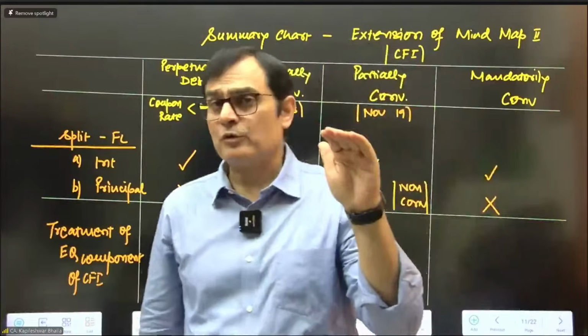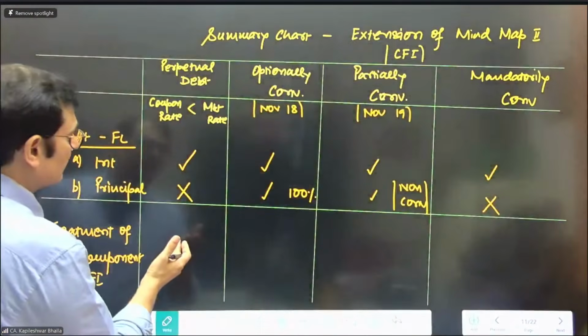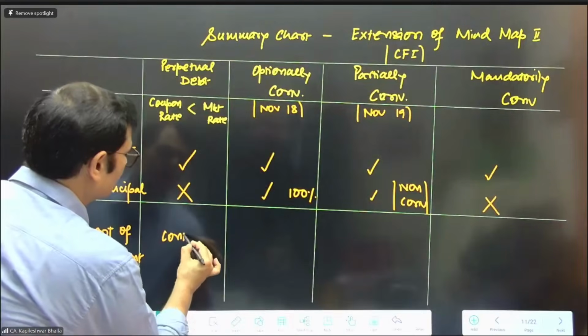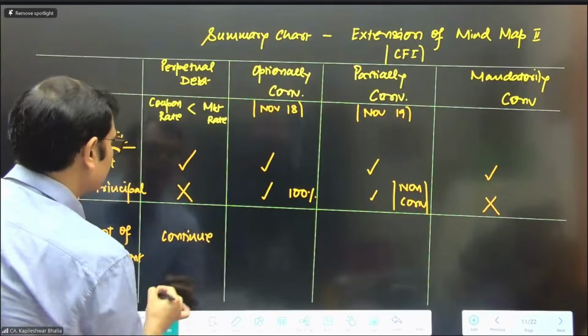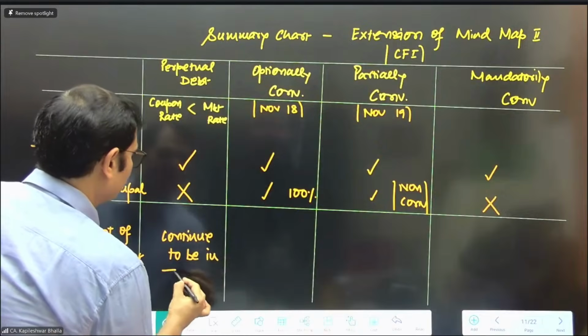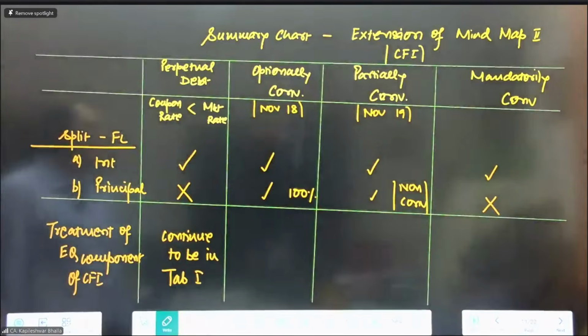Now let's turn the focus to the equity component. Since this is perpetual debt, can I say it will continue to be a part of tab 1? It will continue to be in tab number 1. This money will continue in tab number 1. It is supposed to be a perpetual debt.